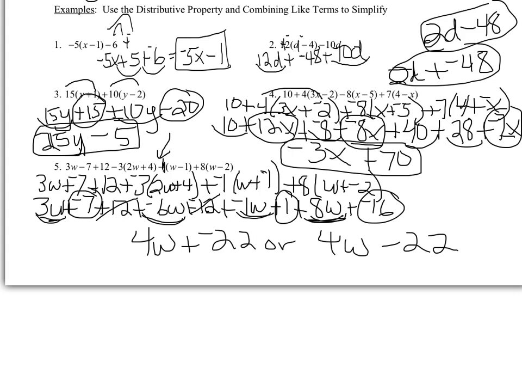Okay, guys, I want you to pause your notes here and try the practice problems on the next page, and then we'll go over them. So pause it now and try the practice problems, and then start it back up again when you're done.